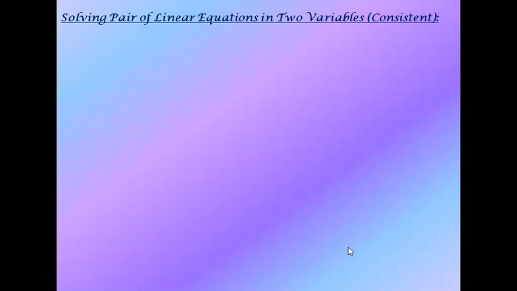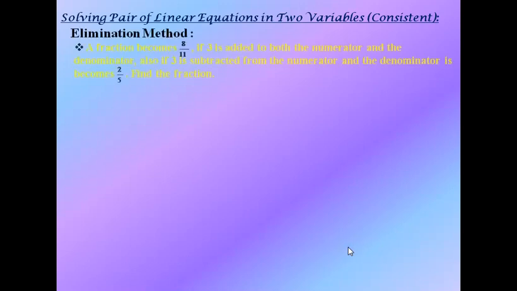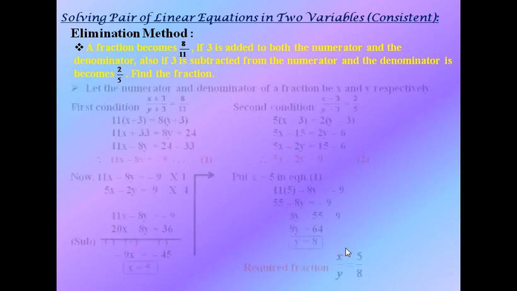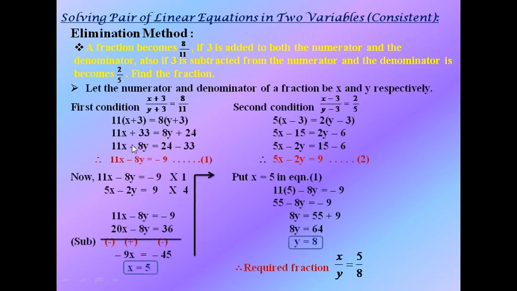Let us solve the two linear equations in two variables by elimination method. Let us consider one more situation. A fraction becomes 8 by 11 if 3 is added to both numerator and denominator. Also, if 3 is subtracted from the numerator and denominator, it becomes 2 by 5. Find the fraction. Let the numerator and denominator of the fraction be x and y respectively.